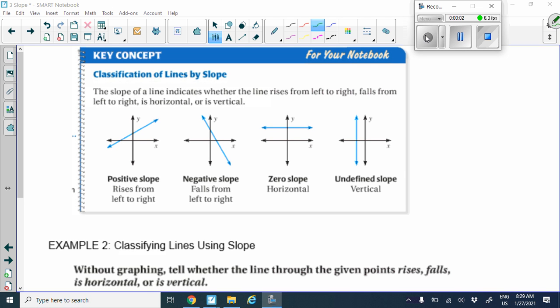Hey guys, so here's part 2 of the section 3 notes. Once again, we're going to find slope between 2 points. Now let's talk about what happens when we get the slope. What does that really indicate for our graph?